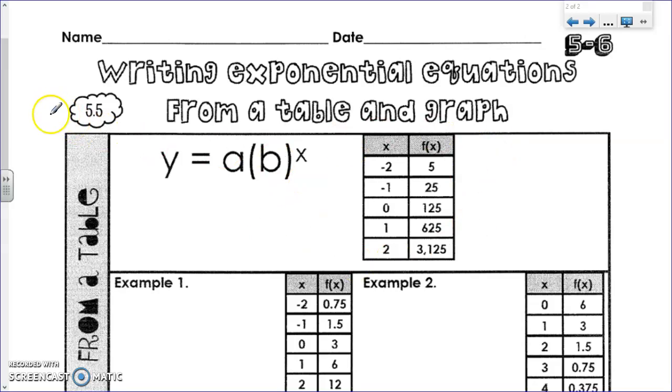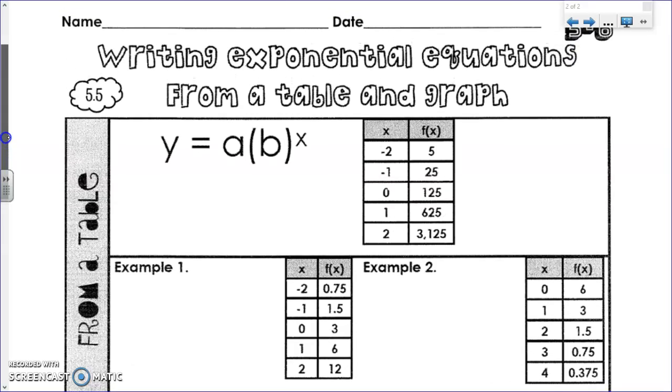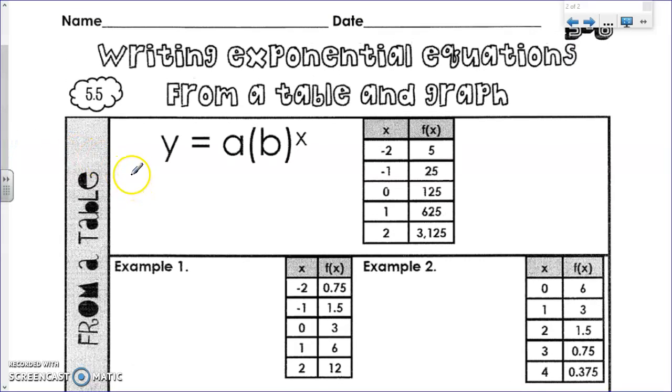This first part up here at the top will not be, and then we have a little review that we're going to look at. Okay, writing exponential equations from a table and a graph.